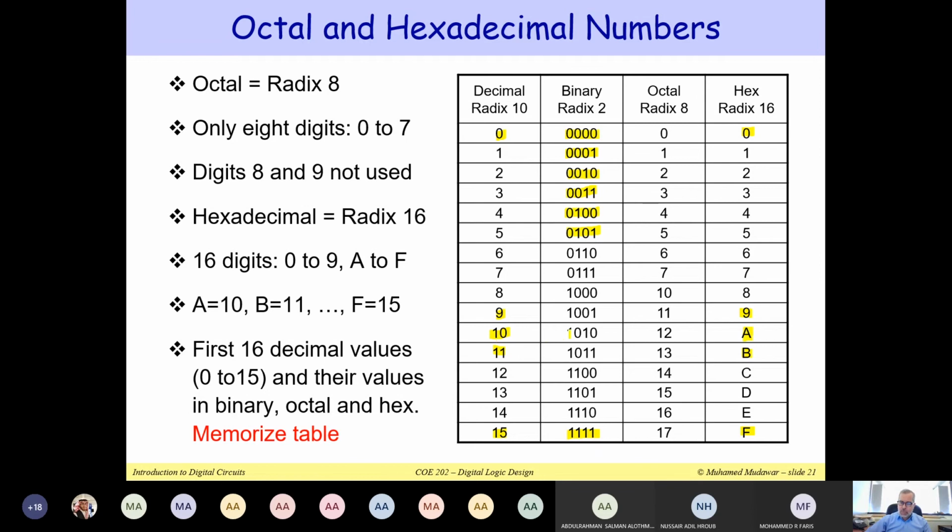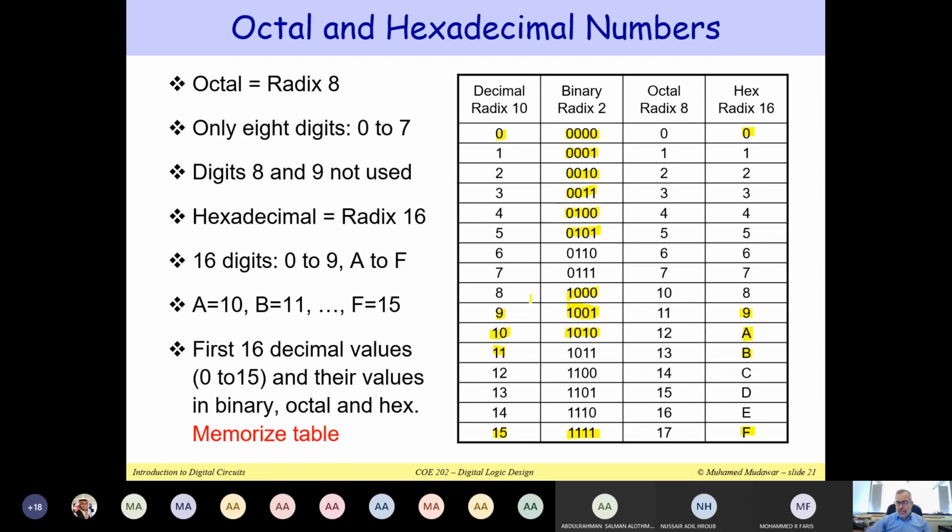Notice that 10 is 1, 0, 1, 0 in binary. This is 8 plus 2, which gives you 10. Here 9 will be 1001. That's 9. It's 8 plus 1. 8 is 1000. This one is the 8. Okay? Is this clear? Now, this table is so important when you would like to do the conversions between binary, octal, and hexadecimal. You can do it very quickly using this table.